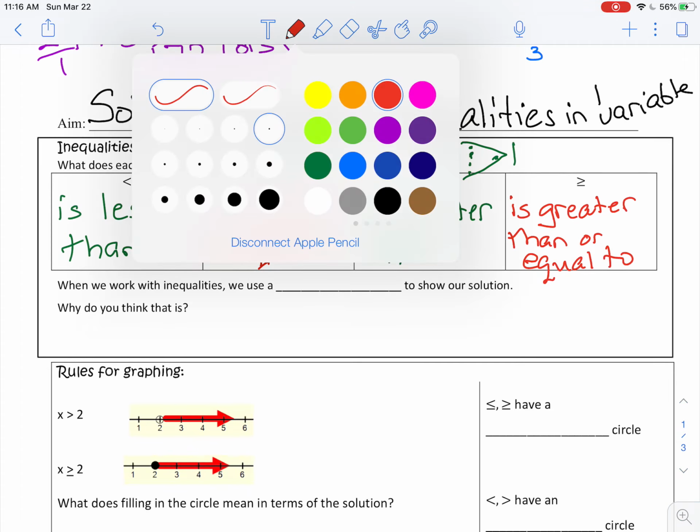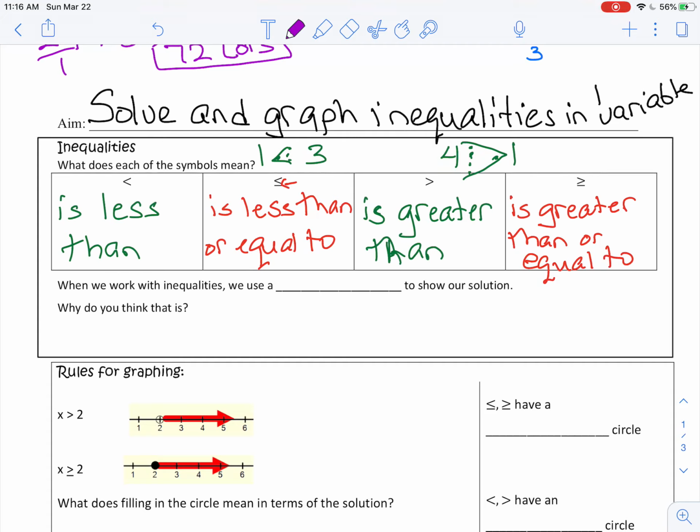So we're going to be working with inequalities, and when we work with inequalities, we use a graph to show our solution. And the graph's going to be a number line. And now they ask, why do you think that is so? So think about it. You can stop the video and think about it.